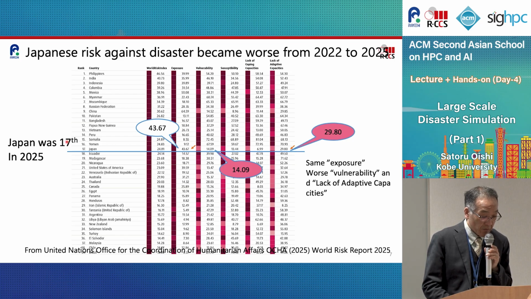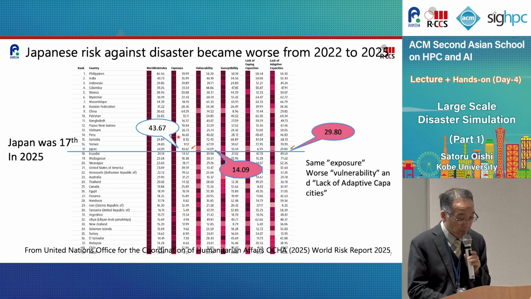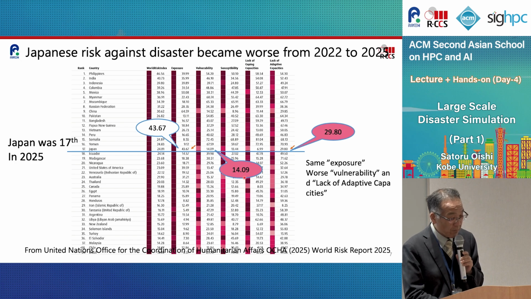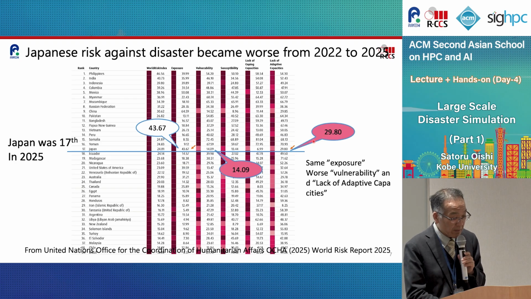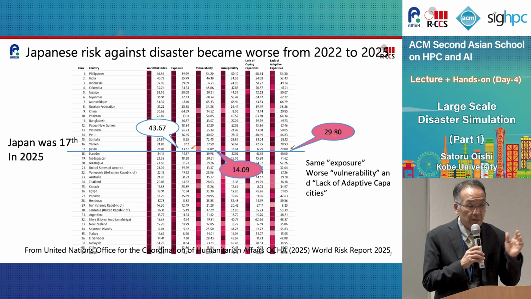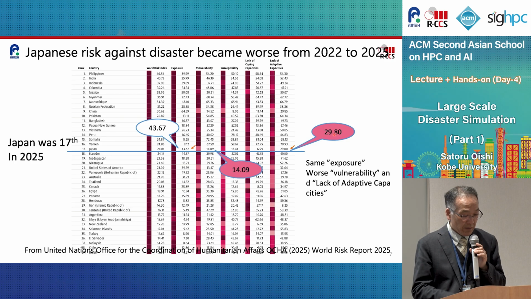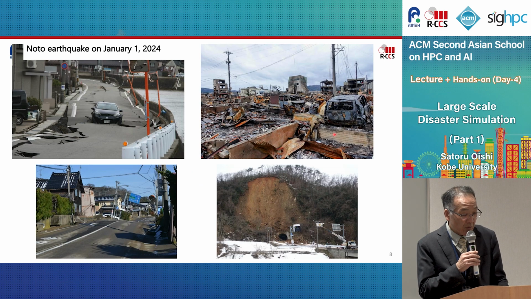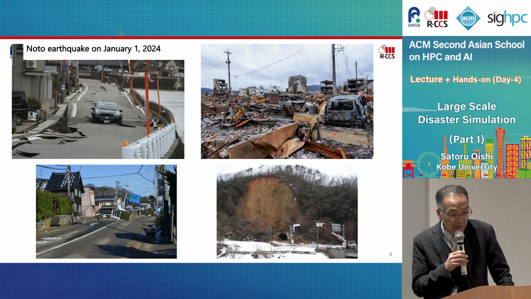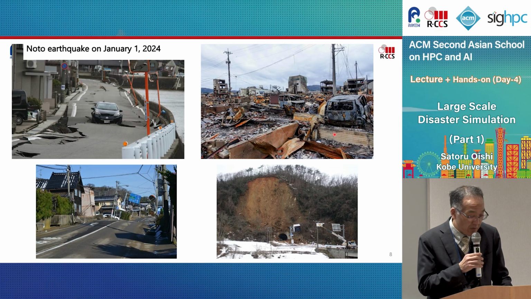So we are focusing on the Japanese one. Our exposure is the same as the previous, but our vulnerability has become worse. The lack of adaptive capacities became worse from 2022 to 2025. What happened during these days? We had the Noto earthquake on January 1st, 2024.